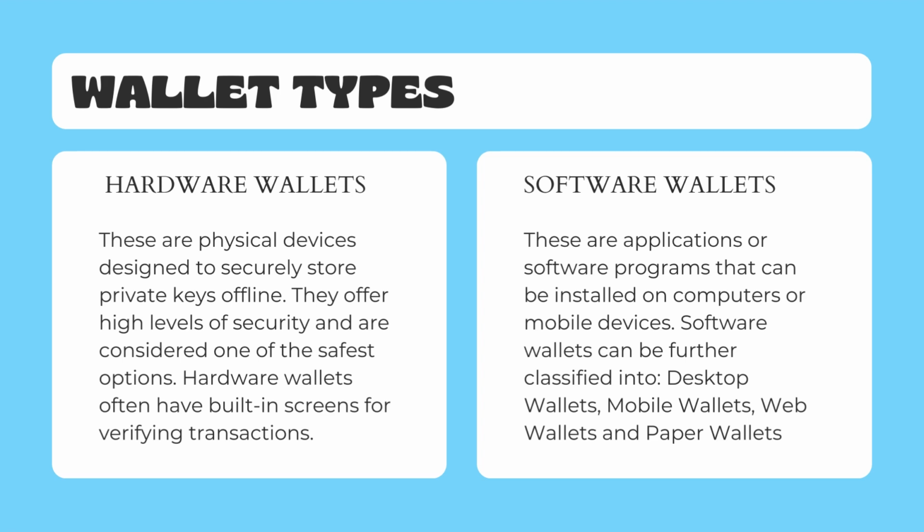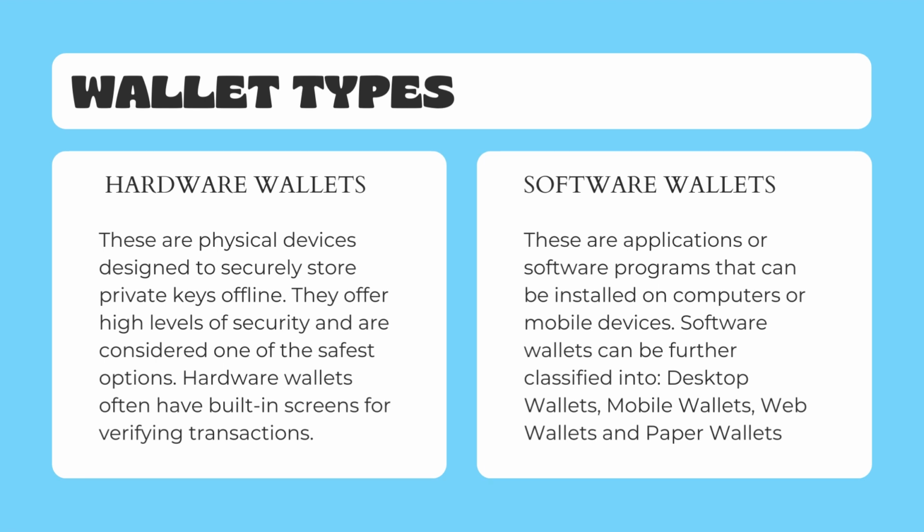The second one is software wallet. These are applications or software programs that can be installed on computer or mobile devices. Software wallet can be further classified into four different types: desktop wallet, mobile wallet, web wallet, and paper wallet.